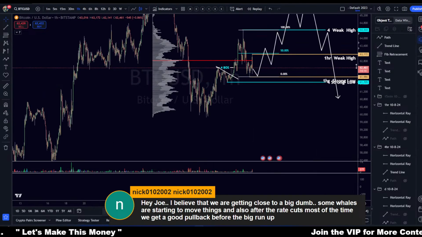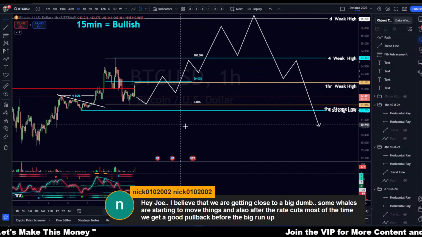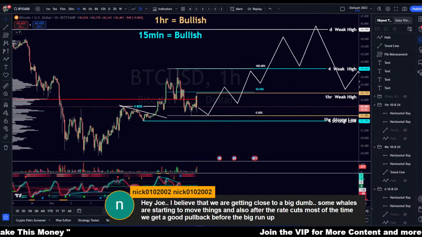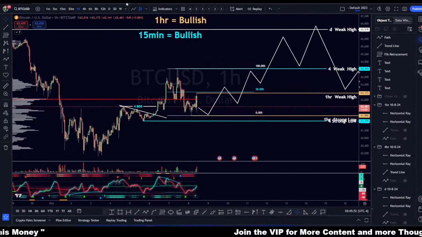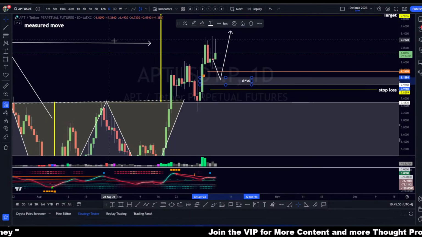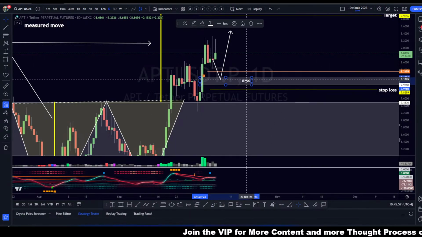So let's go ahead and, but the only thing we can do is trade these levels, the structure, until they start breaking. So I think it'll come down in here.